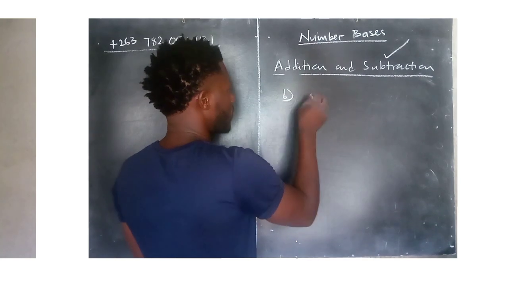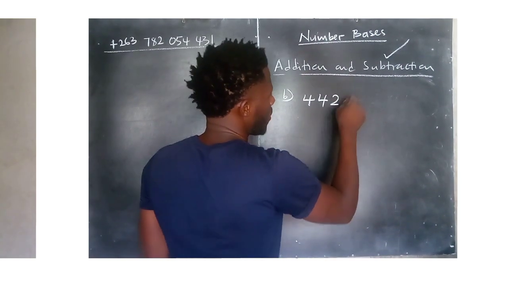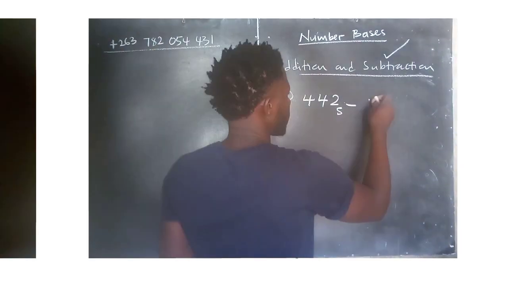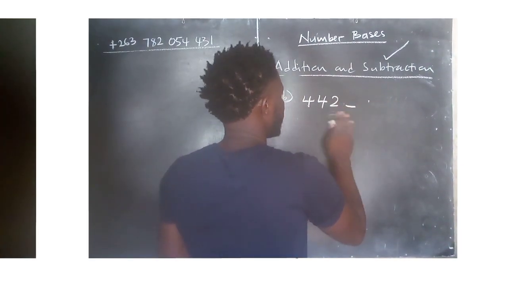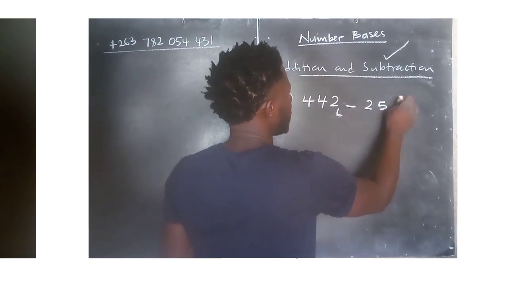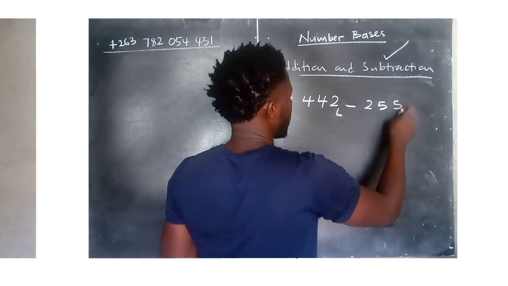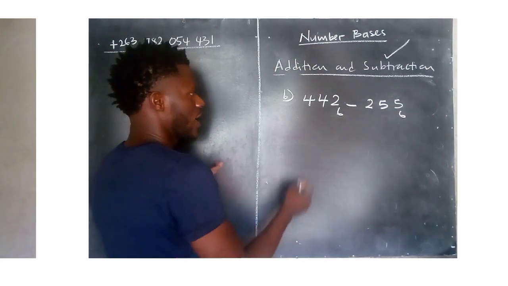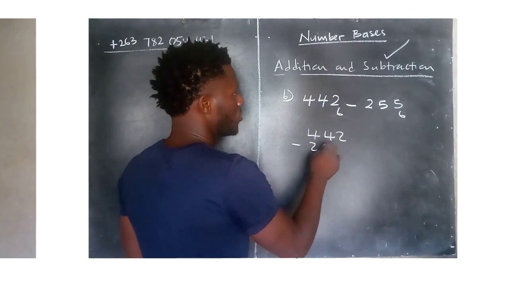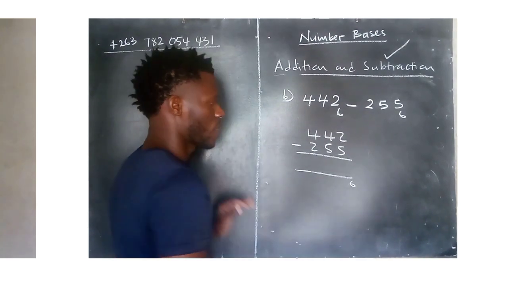Number B, 442 base 5 minus, alright, let's say this base 6, minus 255 base 6. So you arrange numbers as usual. 442 minus 255 in base 6.